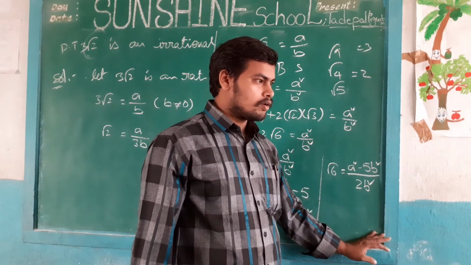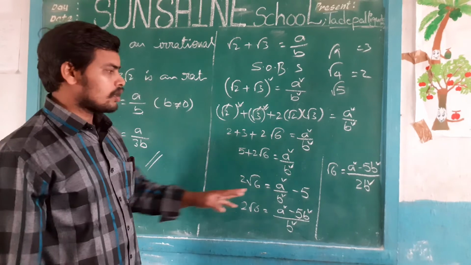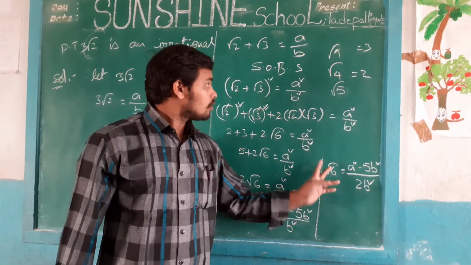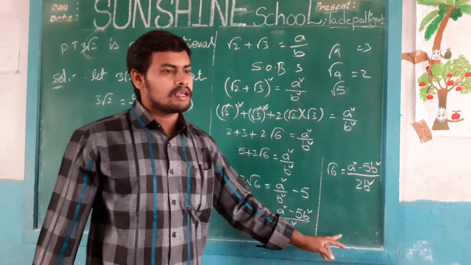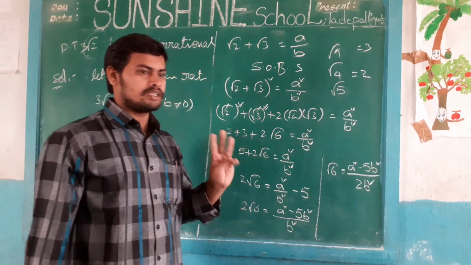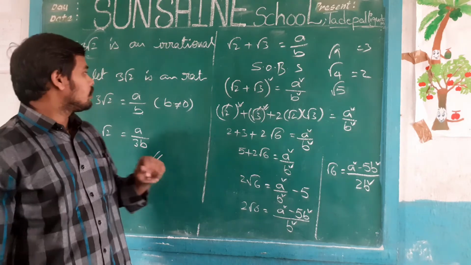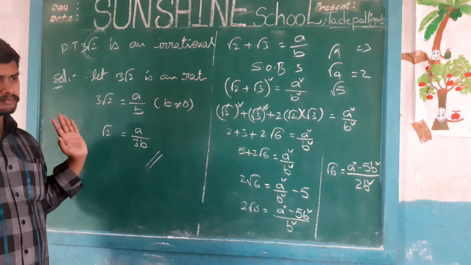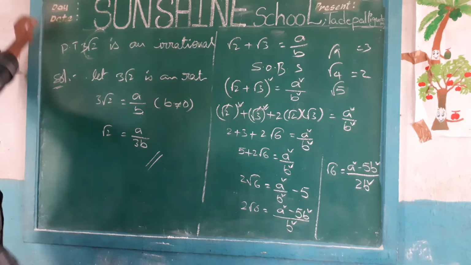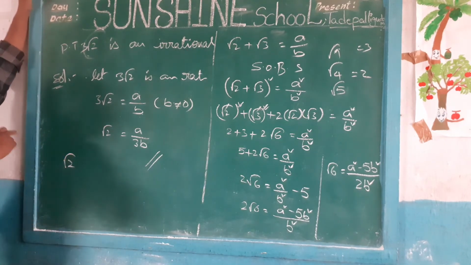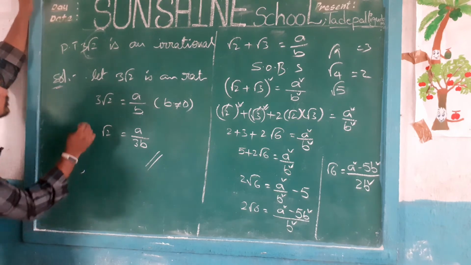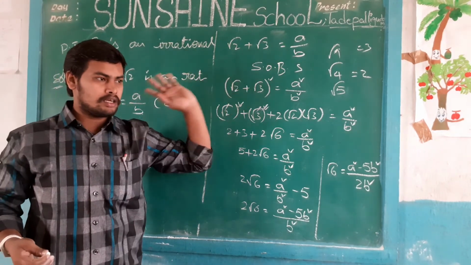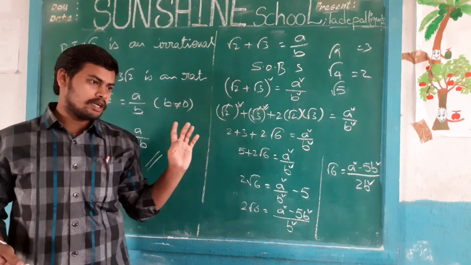Only 3 methods. Because of our incorrect assumption, root 2 plus root 3 is an irrational number. These are the only 3 methods. First one, root 2 is an irrational number. Next one, 3 root 2 is an irrational number. Next one, addition of 2 irrational numbers is an irrational number.